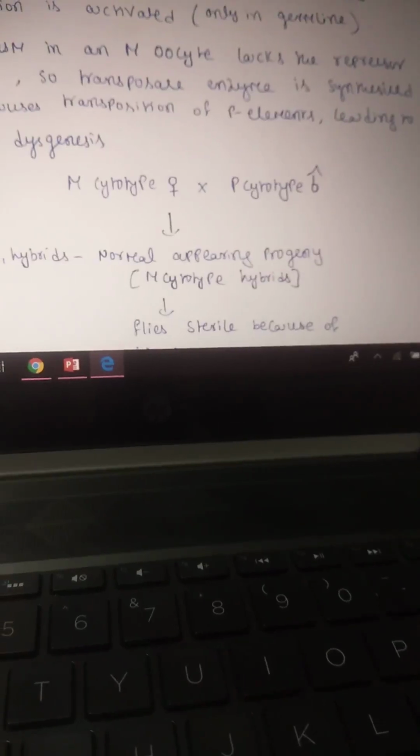How these P elements entered into Drosophila is not clearly explained, but the speculation is that the P element might have entered through a virus.